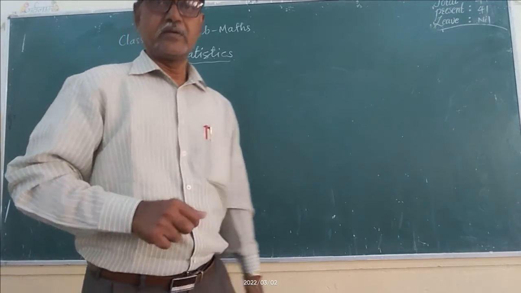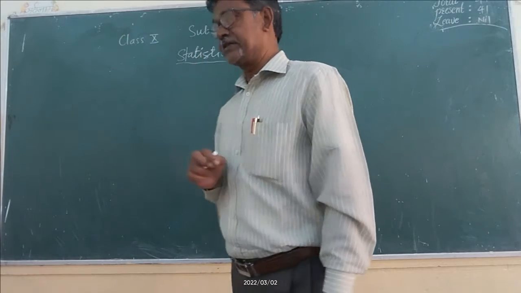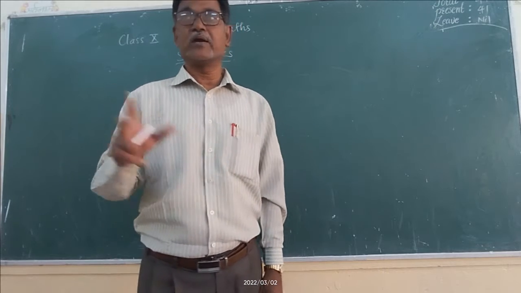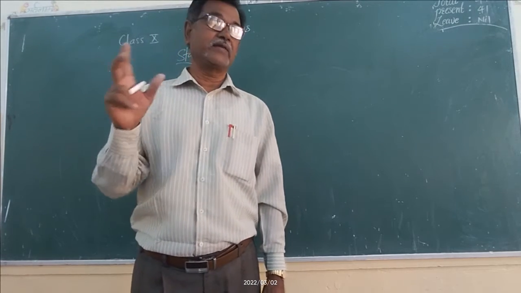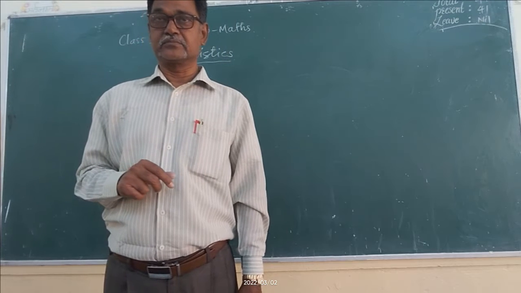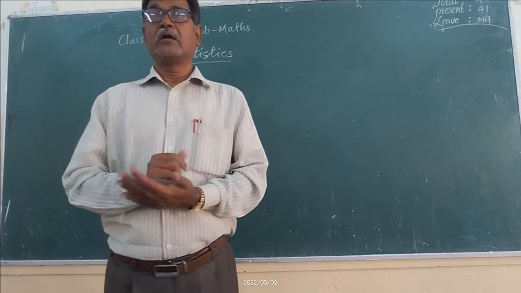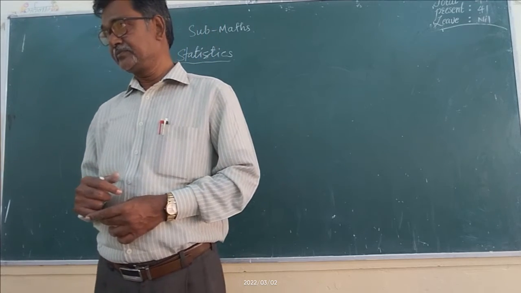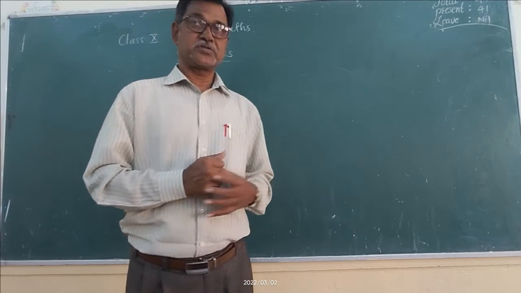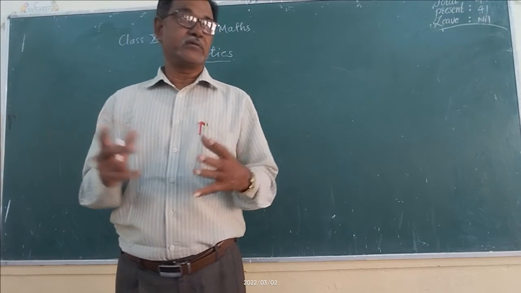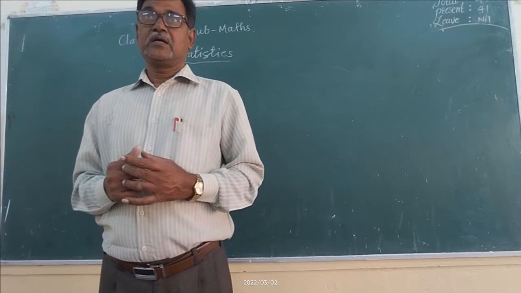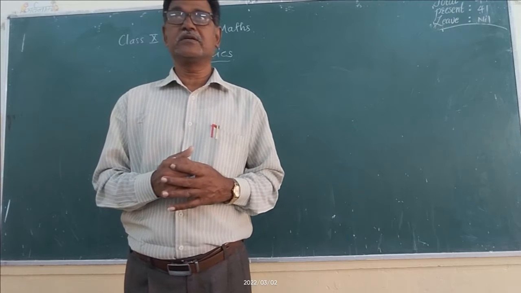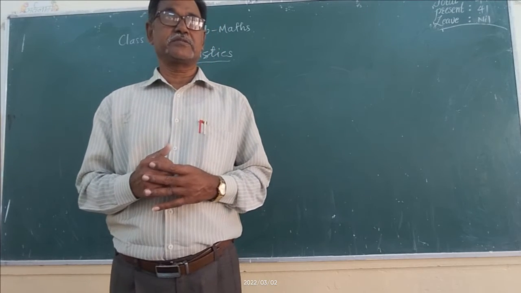So we will start statistics. Statistics has two meanings: one as a subject and another as calculations. In this, you have already studied the average of the given numbers. Mean, average is nothing but the mean. The general formula is the sum of all observations divided by the total number of observations. This is the general formula.